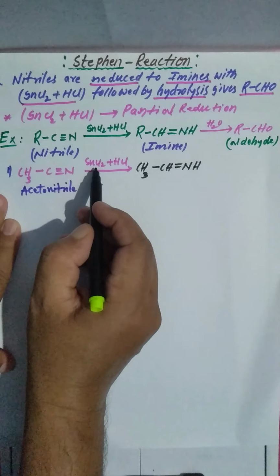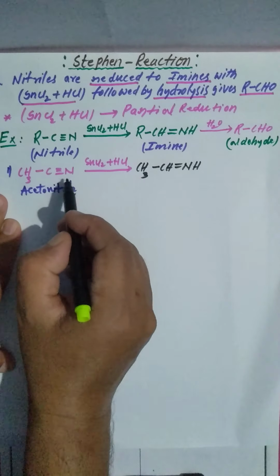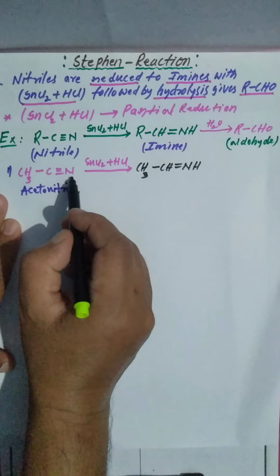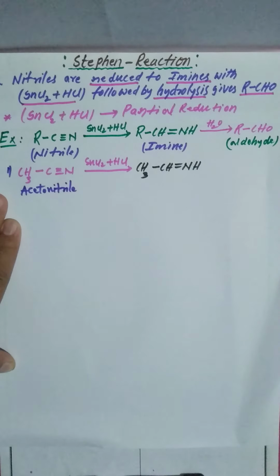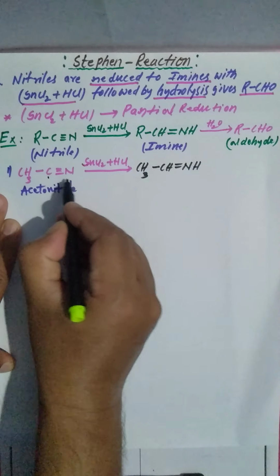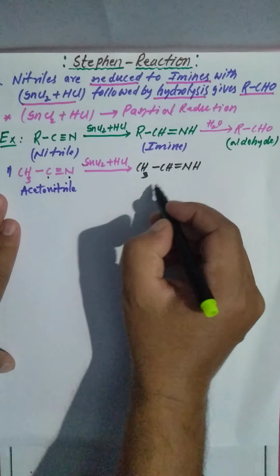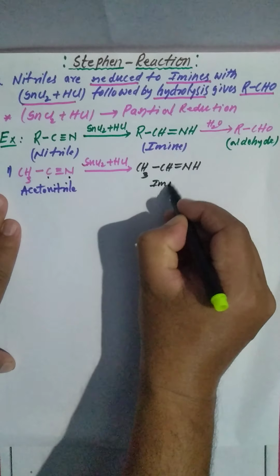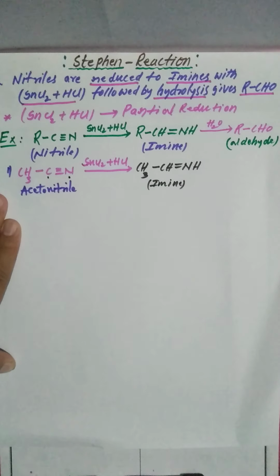Simply, this is the reducing agent. One hydrogen for carbon and one hydrogen for nitrogen you have to add. Addition of hydrogen is called reduction. That's why a reducing agent will supply hydrogen or it will remove oxygen. So here one hydrogen and here a hydrogen we have to add. Then you are getting imine. This is an unstable intermediate product, that we are calling imine.